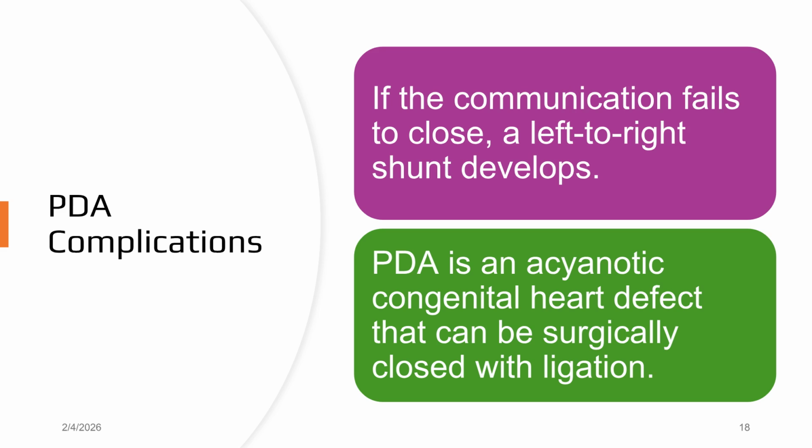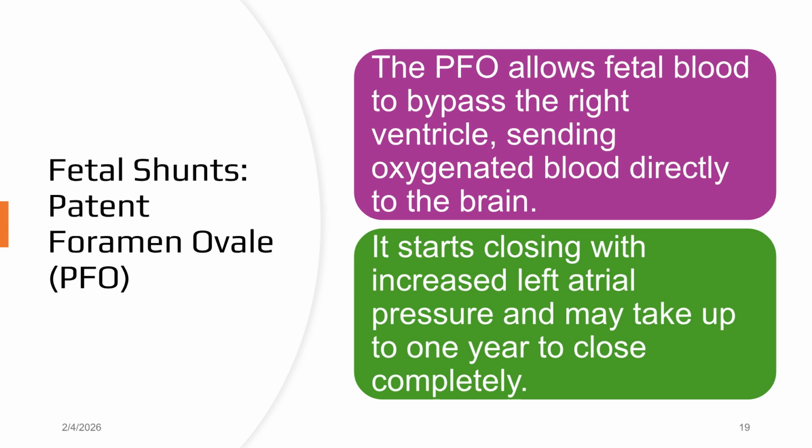If the PDA fails to close, a left-to-right shunt develops. PDA is an acyanotic congenital heart defect that can be surgically closed with ligation. The patent foramen ovale, or PFO, allows fetal blood to bypass the right ventricle and send oxygenated blood directly to the brain. It starts closing with increased left atrial pressure and may take up to 1 year to close completely.